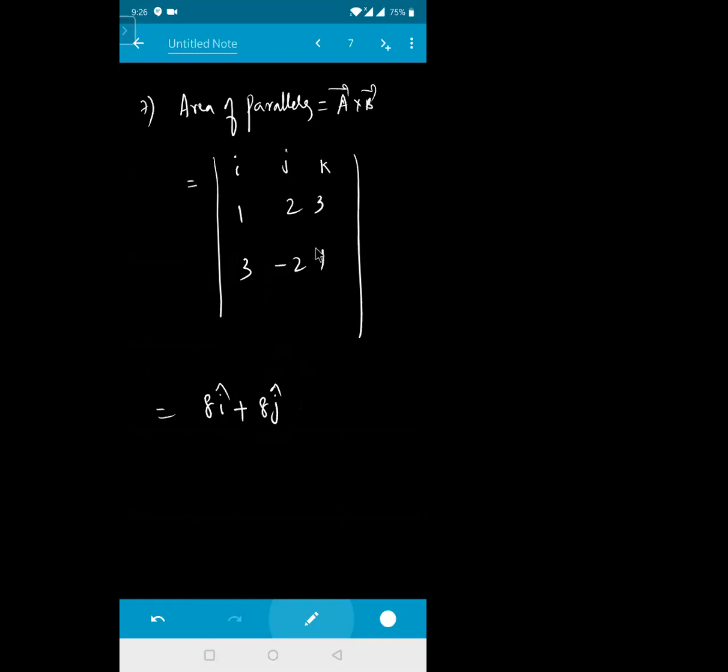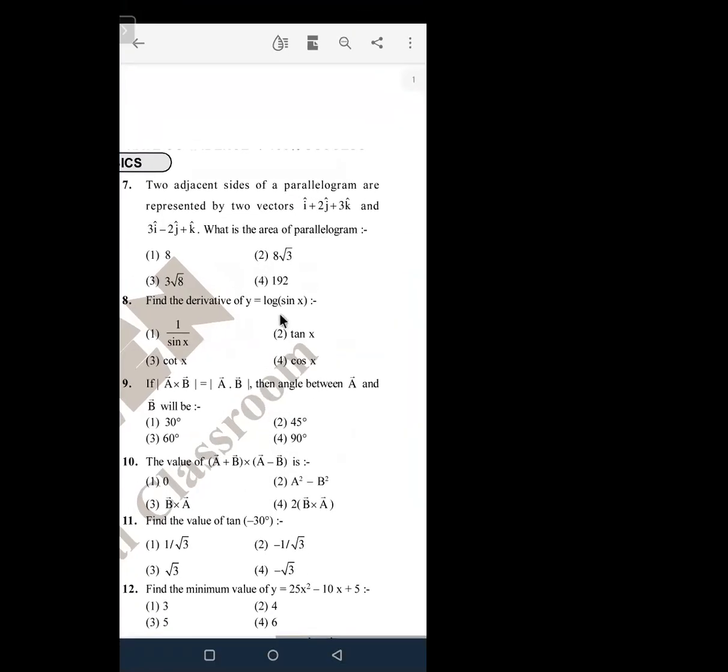Then value of k. Close the value of k. 1 into 2 minus 2. 3 2s are 6. Minus of minus plus. So 6 plus 2, 7 plus 8. So this will be equal to minus of your 8 k cap. So if I'm taking the magnitude of this one, mod of your A bar cross B bar is equal to under root of 8 8 is 64 plus 64 plus 64. So this will become 8 into root 3. So 8 root 3 must be the answer for the given question. 8 root 3, second option must be the answer.